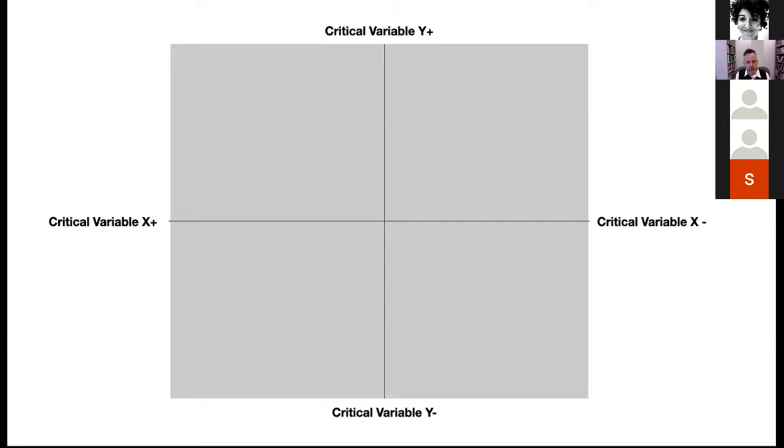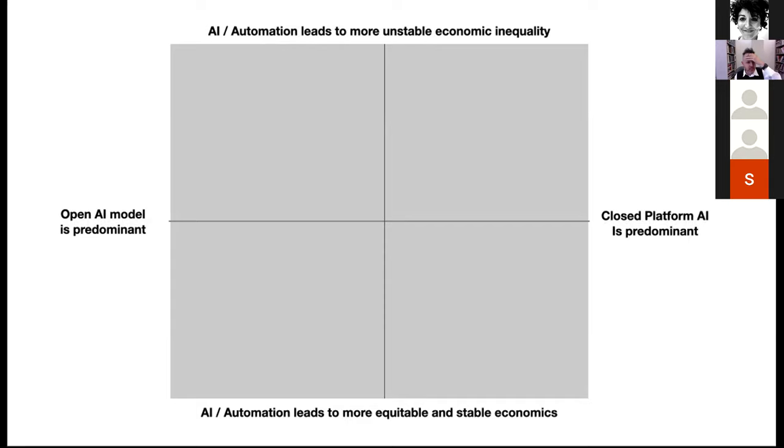So just to give you an example of one that I do with my undergraduate students here at UCSD quite a bit: we do a lot of work on the history and philosophy of AI. Usually I try to matrix a socioeconomic variable versus a technical variable and put them against each other. You don't want two technical variables or two socioeconomic variables. You want one technical and one socioeconomic, or one technical and one cultural. So one is AI automation leads to a more unstable economic inequality. The other one, automation leads to more equitable and stable economies. The other one is there's open AI.